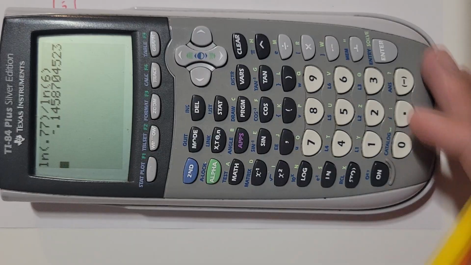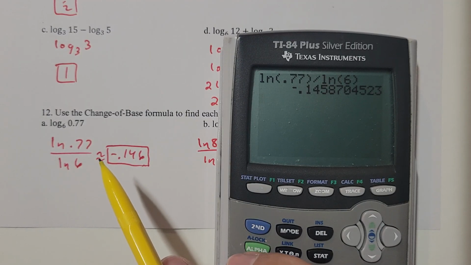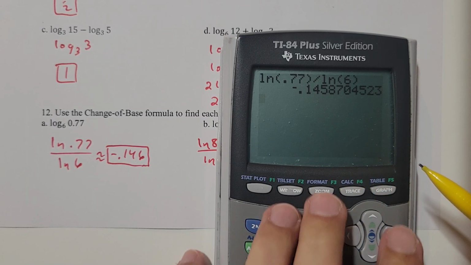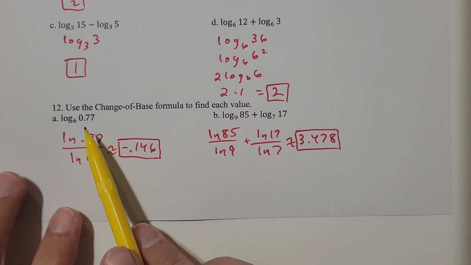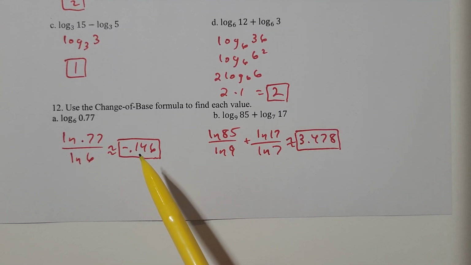Okay, and I'm getting negative 0.146, looks like, to the nearest 3 digits. Make sure that you're rounding that. I don't want to say that this is equal, because it's an infinite decimal. We just chose to round it to 3 decimal places there. So that'd be the answer. Log base 6 of 0.77 is approximately negative 0.146.